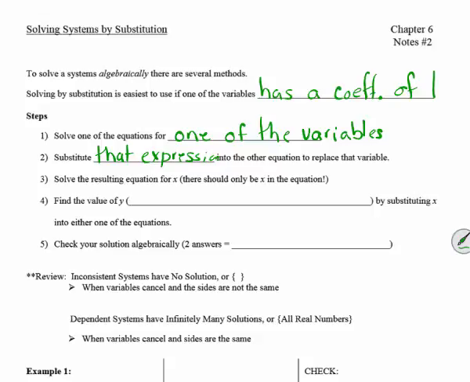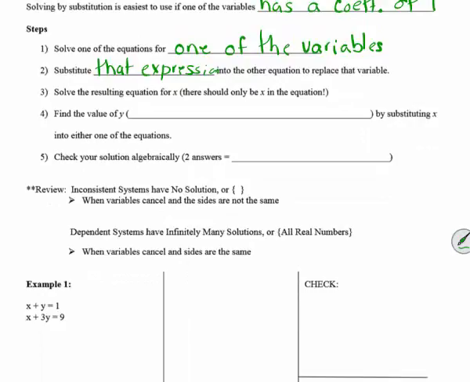Again, we're going to go through and look at this too. Solve the resulting equation for x or whatever variable. There should only be x in the equation, or whatever variable it is you chose. Then you're going to find the value of y, or the other variable, by substituting x into either one of the equations. Check your solution algebraically. Two answers means two checks. You have to be able to do two checks.